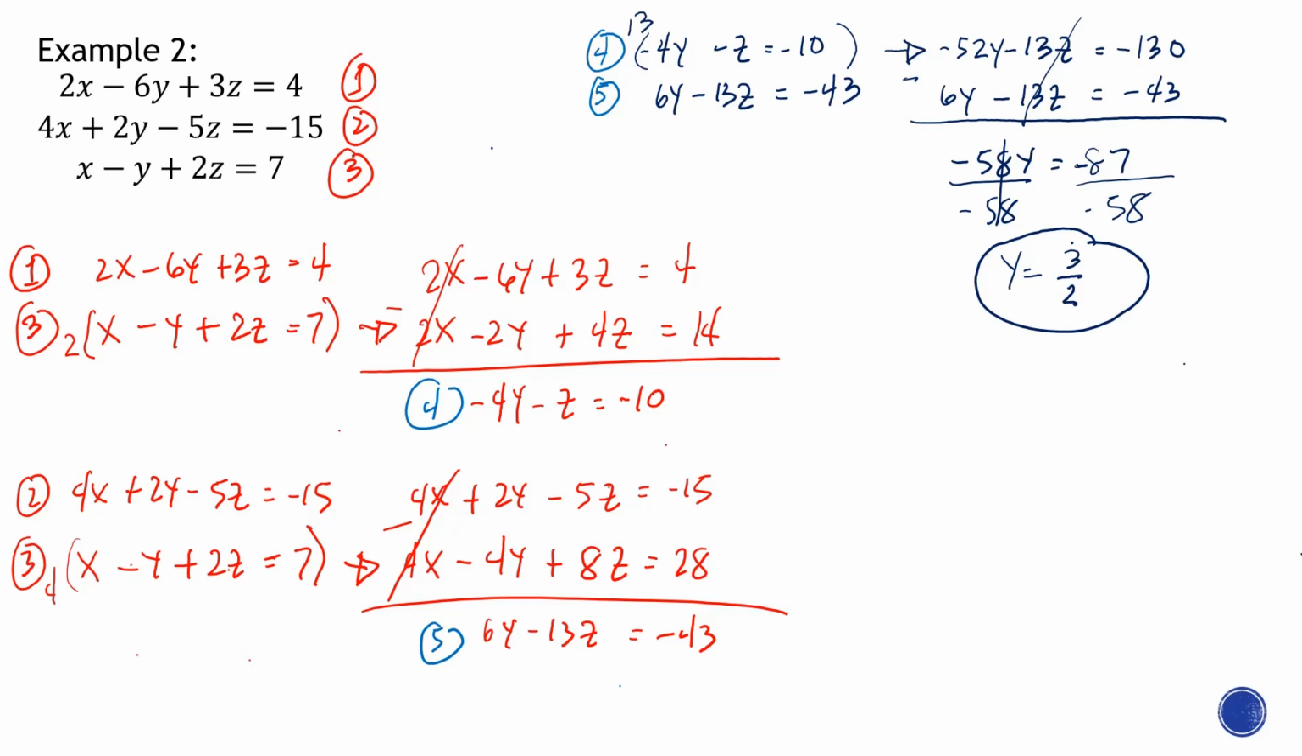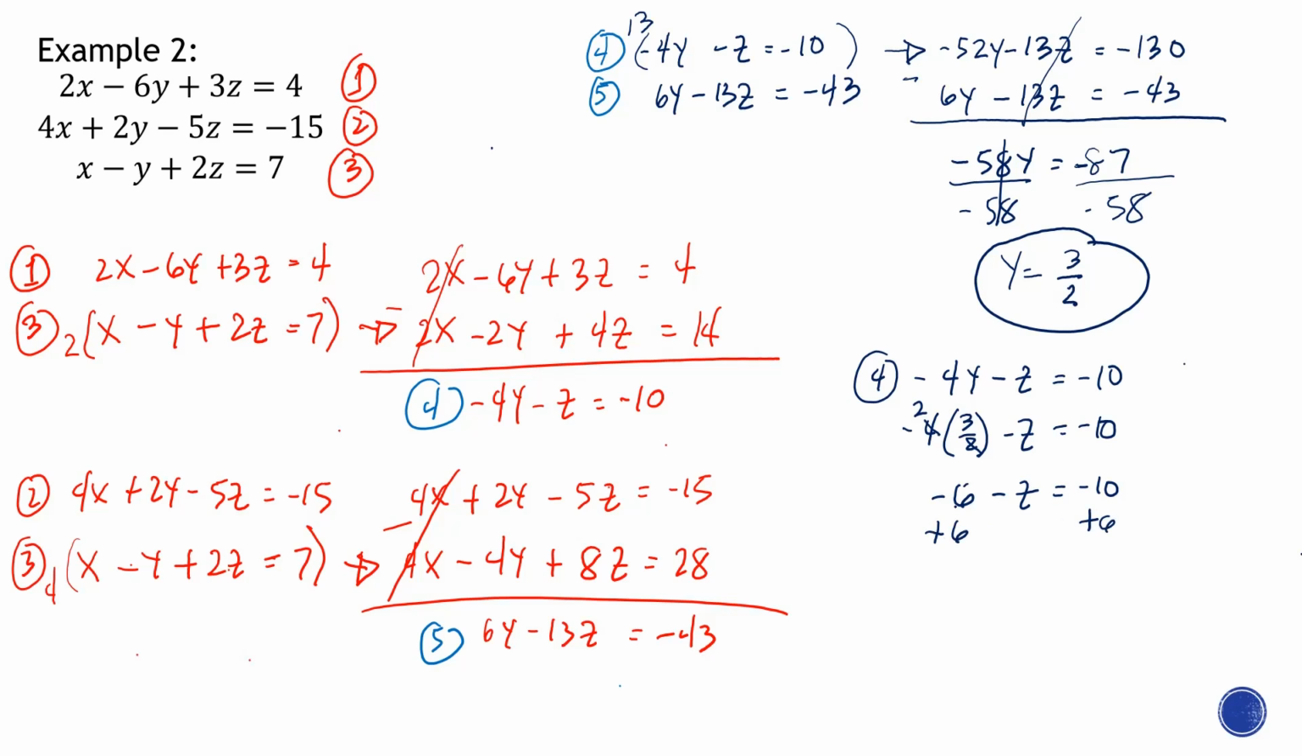Next, let's solve for z this time. Let's use the fourth equation. Negative 4y minus z equals negative 10. Negative 4 times 3 over 2 minus z equals negative 10. We can cross out the 4 and 2, which leaves us negative 6. So negative 6 minus z equals negative 10. Adding 6 to both sides, negative z equals negative 4. Then dividing by negative 1 because we want z to be positive, z equals 4. That's our z.